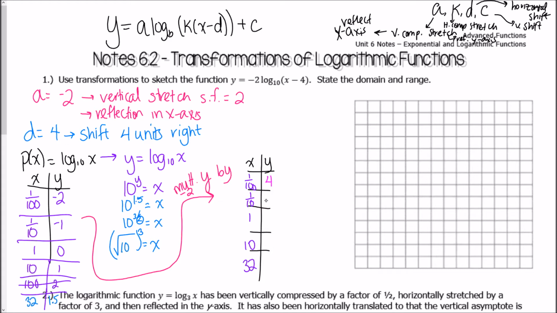This -1 right here becomes +2. This 0 becomes 0. This 10 becomes -2, and this 1.5 here becomes -3. So we've done the A value.